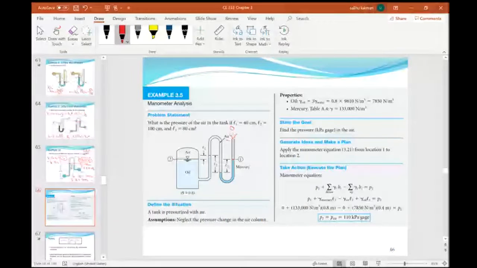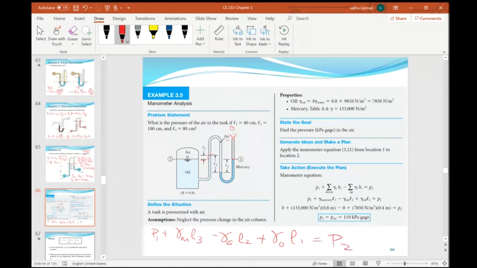Here P1. The pressure at point one is by and large going to be the atmospheric pressure. Then we have the pressure due to the mercury column, which is gamma m L3. Then this to the air column. When we go up, we subtract, gamma a, L2 now. And then at this point, we now go down again by L1, which is the oil now. We go down, we add, which is gamma o L1. And at this point, this will give us the pressure at point two.